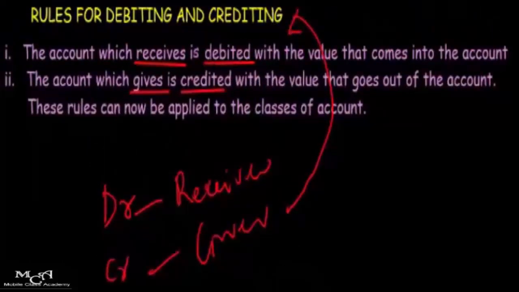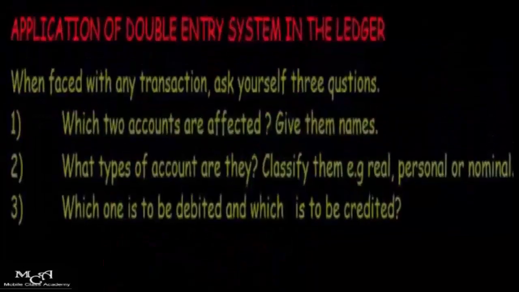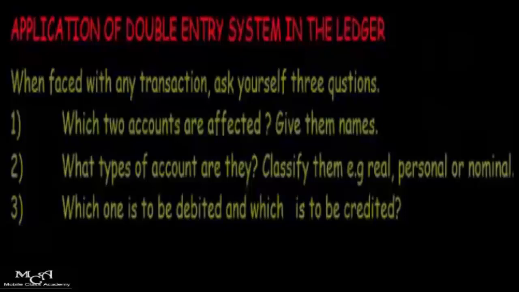So the account which receives is debited with the value that comes into the account, and the account which gives is credited with the value that goes out of the account. Lastly, on the principal book, let's look at the application of double entry system in the ledger. It's important for us that whenever we are faced with any transaction, we should ask ourselves three questions. 1. Which two books are affected?